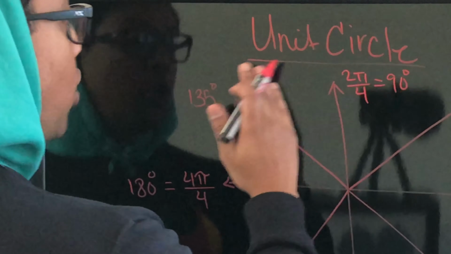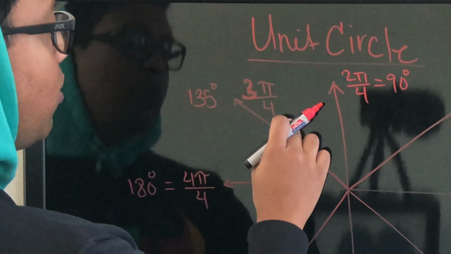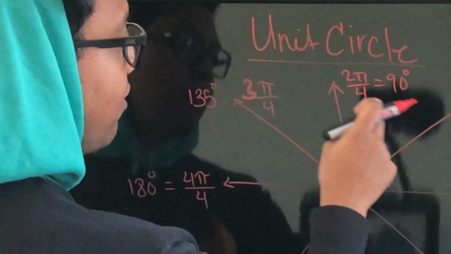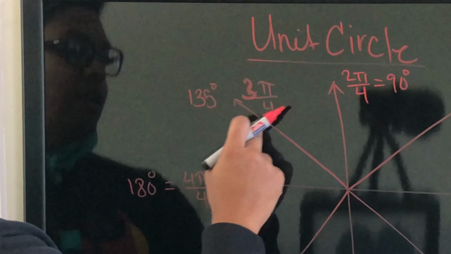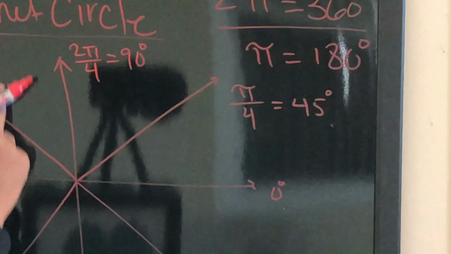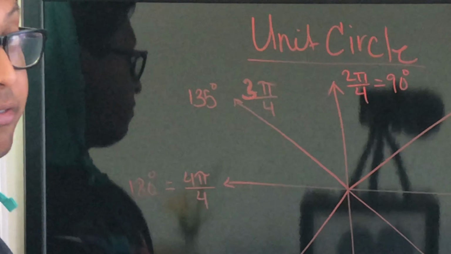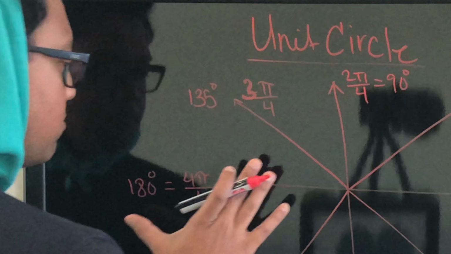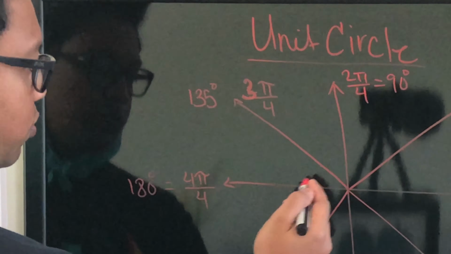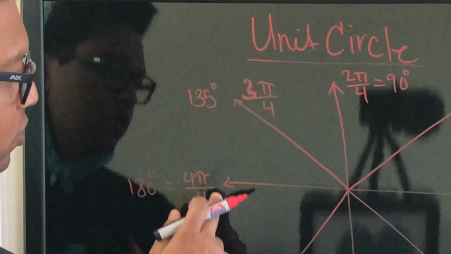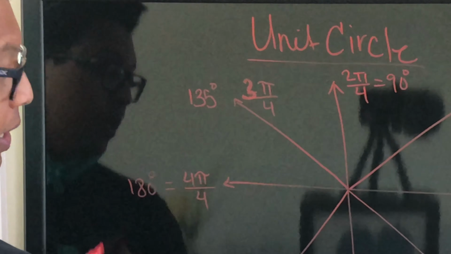Now, if I shift over to 3 pi over 4, what you get here is 135 degrees. So you're going 45, 45, 45. Pi over 4 is 45 degrees, 45 times 3, you get 135. The next one is considered 4 pi over 4, but the 4's cancel, so pi equals 180. So we get 180 degrees here.